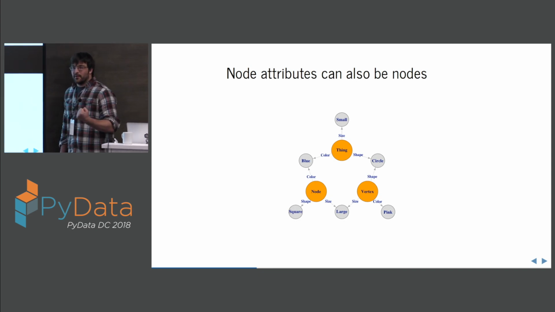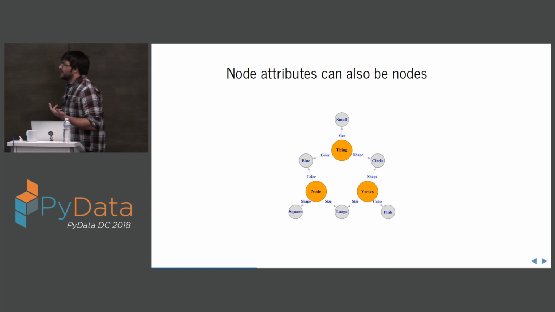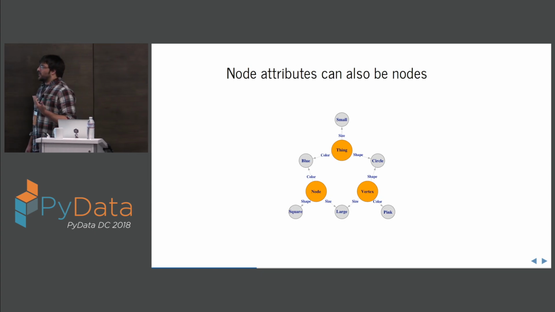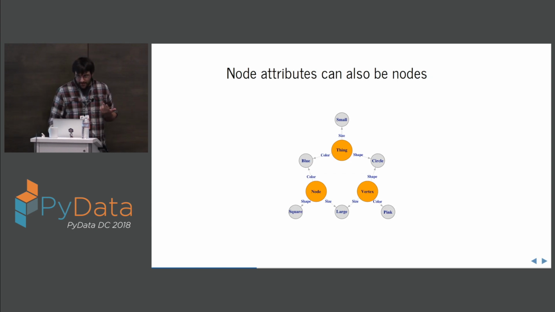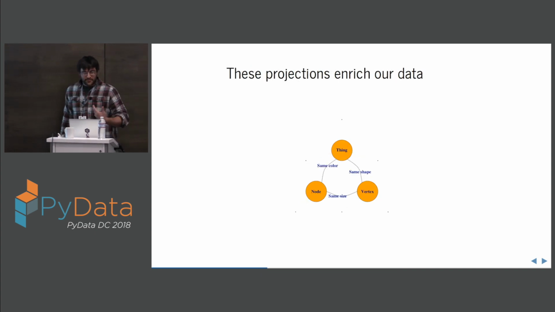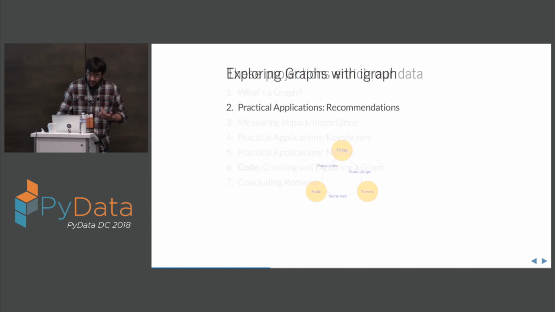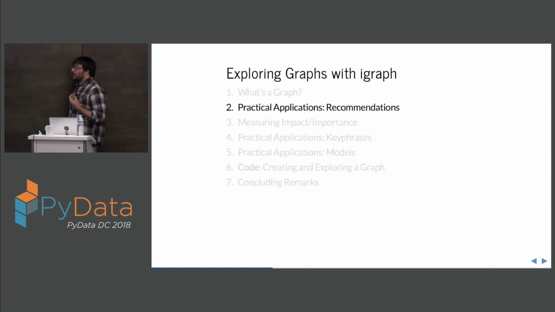That attribute could be its own node. And we could actually use that to infer similarities or some kind of indirect connections between two entities. So here, we have certain nodes that are circles, certain nodes that are color blue, and certain large nodes. And we use that to make an indirect connection. And then we can project that into its own little subgraph made from these indirect connections.